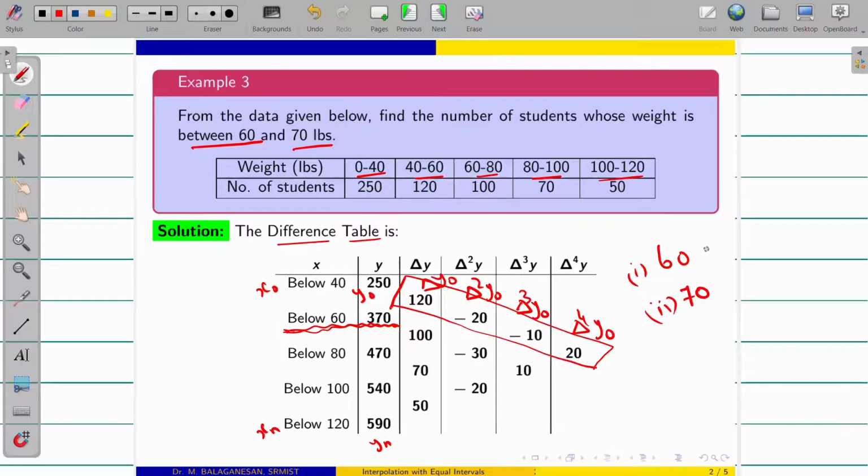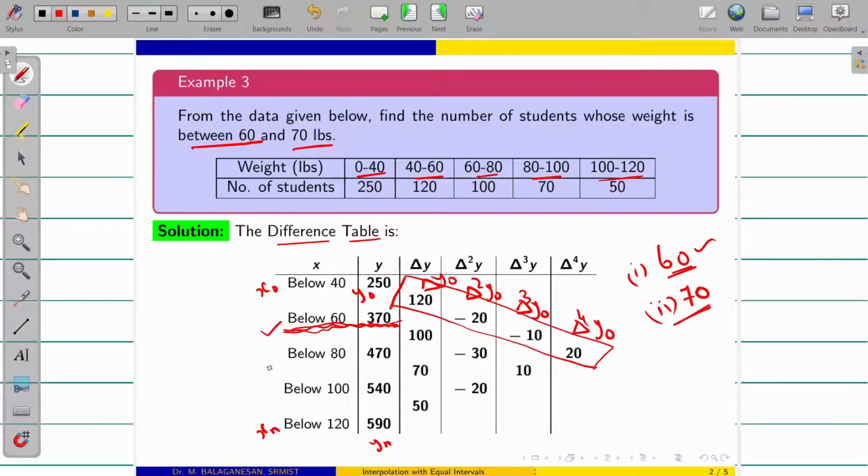Just listen once again. I will repeat it. The students whose weight is between 60 and 70. So we have to find the values up to 60 and up to 70, and only then, by subtracting, can we get the answer. For 60, we can take the answer directly from the table, so you need not solve for that separately. We only have to proceed for y equal to 70. That is what we are going to do.